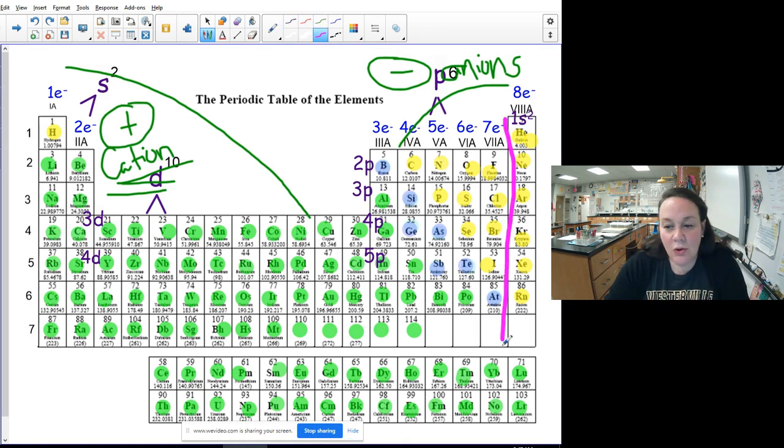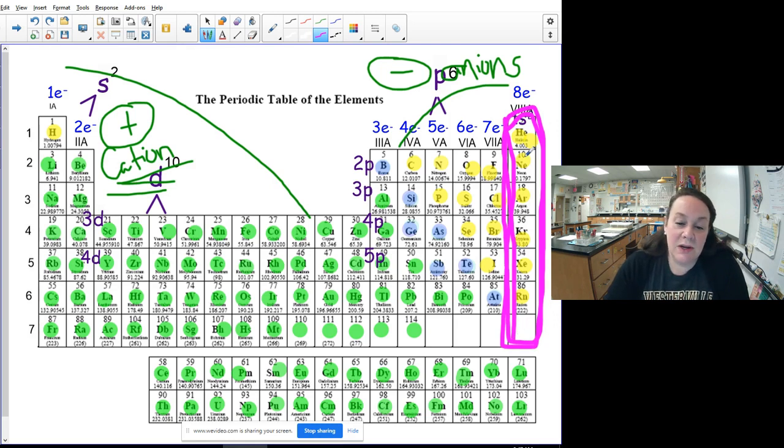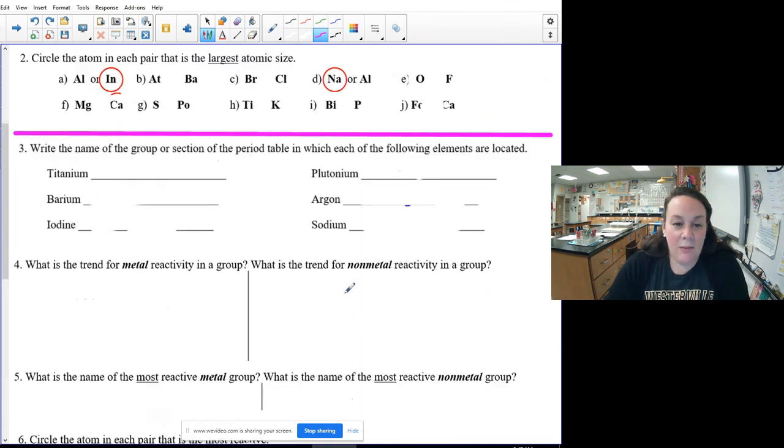Well, remember, the noble gases never react. They don't take electrons. They don't give electrons. They don't react. They don't get a charge. They have all the electrons that they need. So those would be neither. Okay, awesome. Then back to our worksheet.